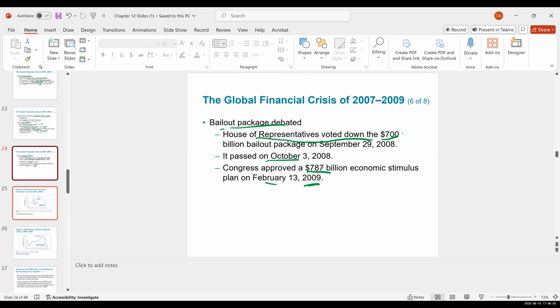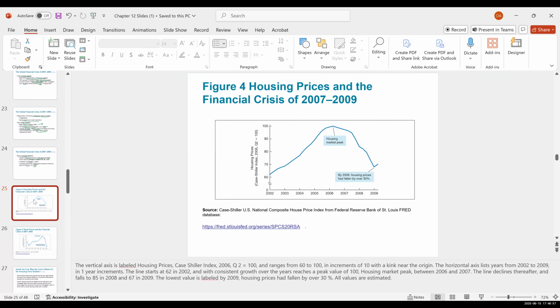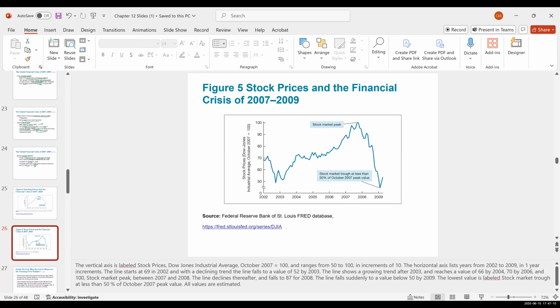Okay. I showed you this already. This is how the housing market collapsed in America during that time. We had a bubble, and that bubble burst around 2006, 2007. Then the housing values just collapsed.